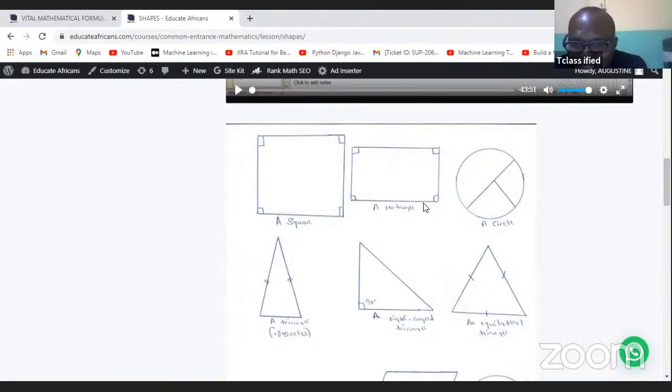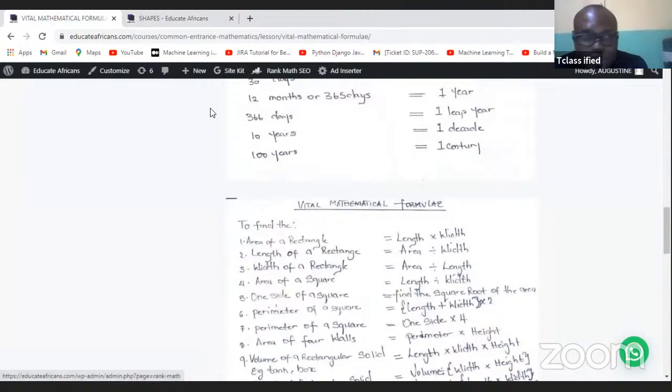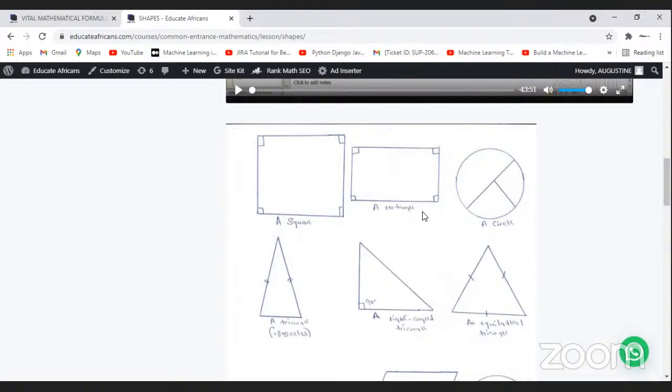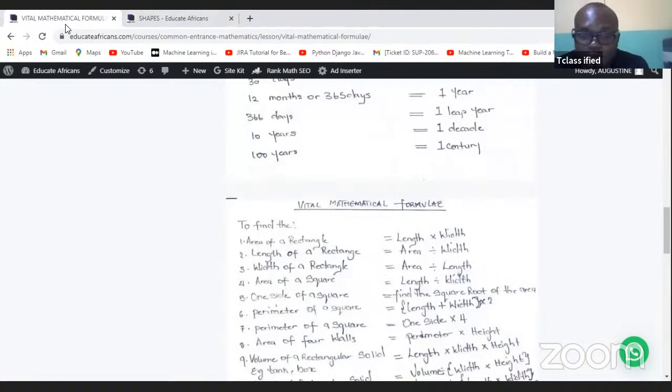So this is the length. This is the width. That's why we call it length times width. The length is the longer side and the width is the shorter side. So I'm going to give you a quick assignment here. Let's say that the length of this rectangle is 4 and the width is 2. Can you tell me the area of this rectangle? Using the formula that we just stated, length times width, what's going to be the area?